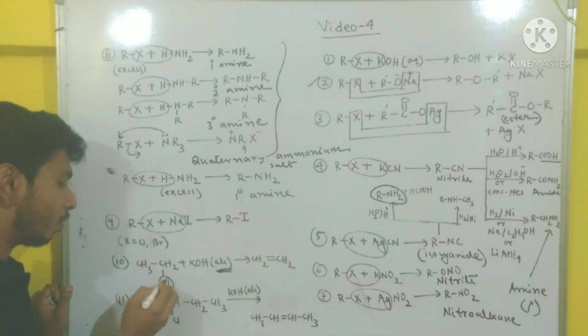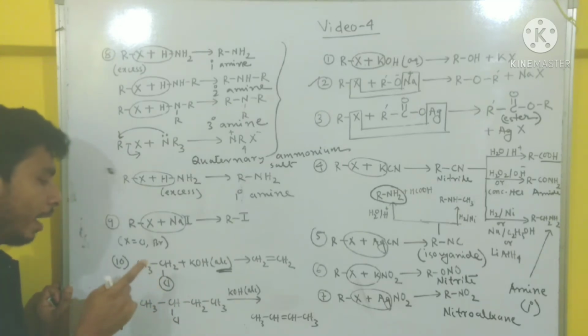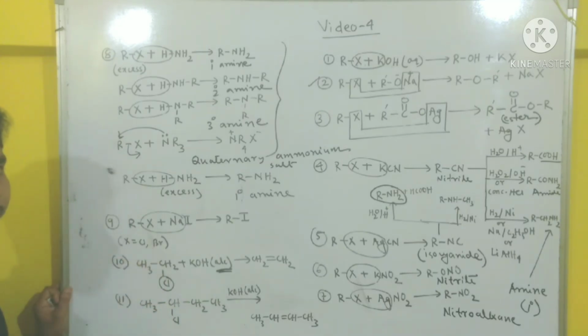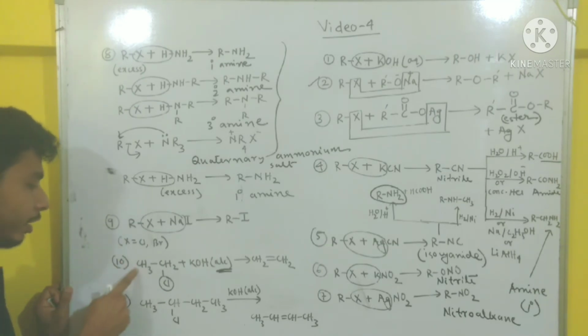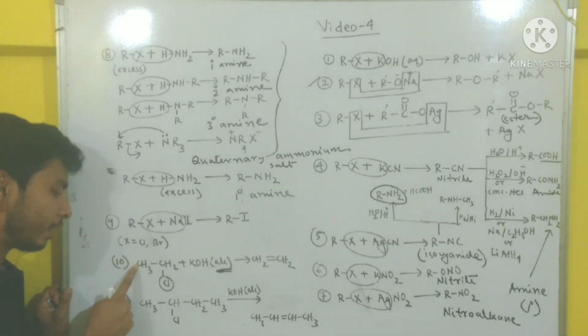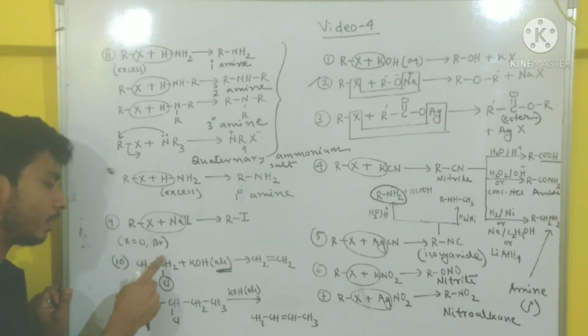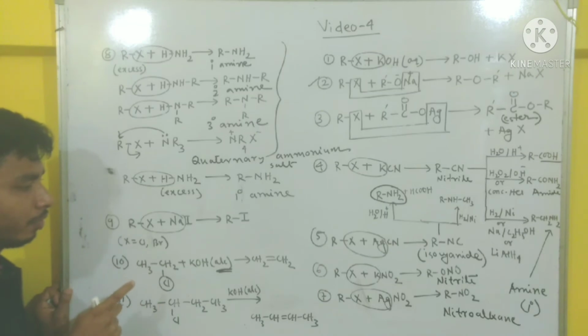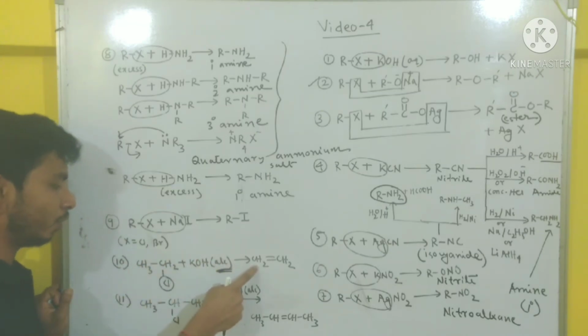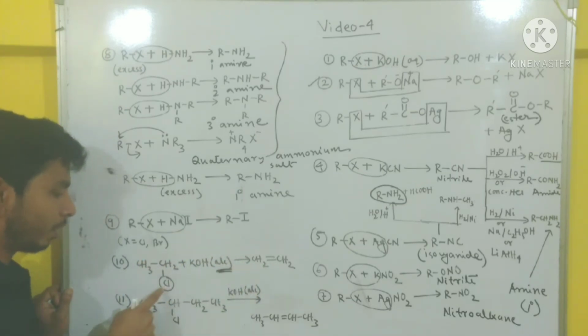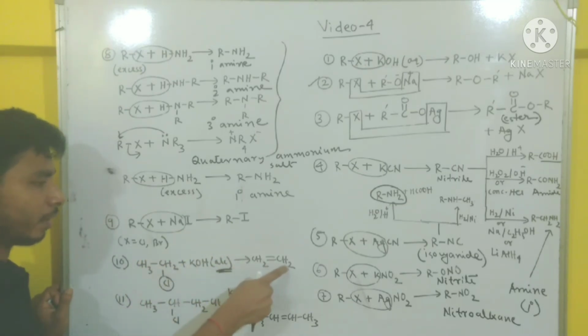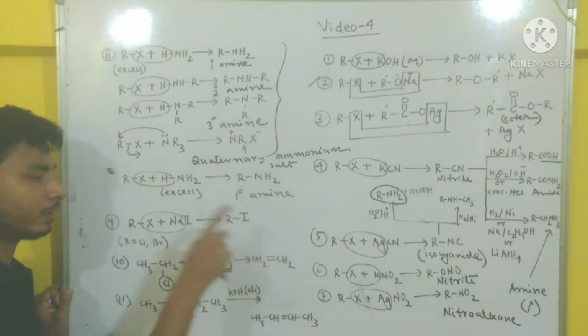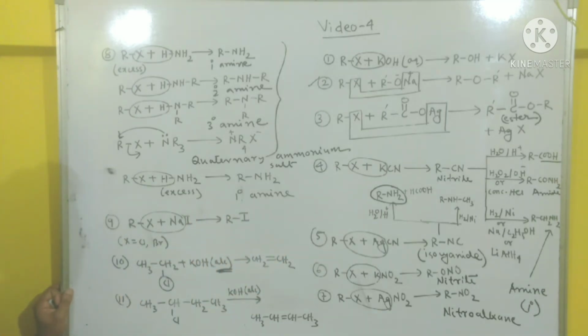How do we write the product? This halogen is removed, along with the halogen, one hydrogen from the adjacent carbon. So this is the adjacent carbon. From this adjacent carbon, one hydrogen and this halogen are removed, and the carbon-carbon single bond becomes a carbon-carbon double bond. There are 3 hydrogen, one hydrogen is removed, so it becomes CH2. The single bond becomes a double bond. This halogen is removed, so the remaining part is CH2=CH2, that is alkene. So elimination reaction gives the alkene.